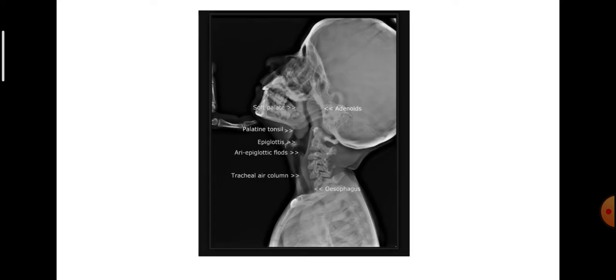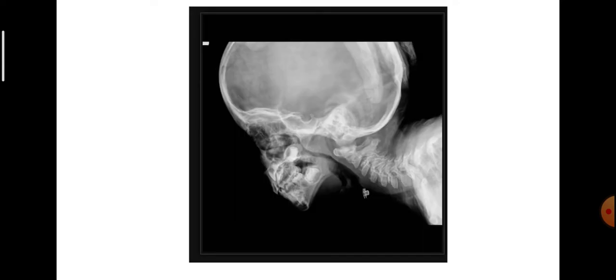Now look at these large enlarged adenoids. That's the soft palate, the palatine tonsils, epiglottis here, the aryepiglottic fold, and the tracheal column of air with the esophagus behind. Again, these are the enlarged adenoids. Enlarged adenoids present here.